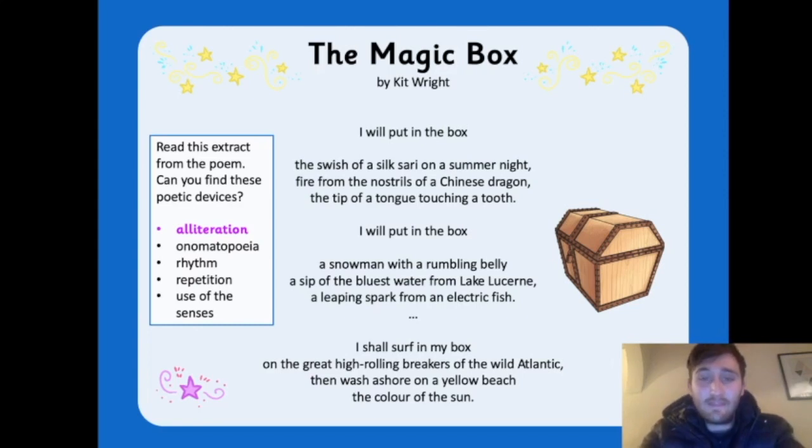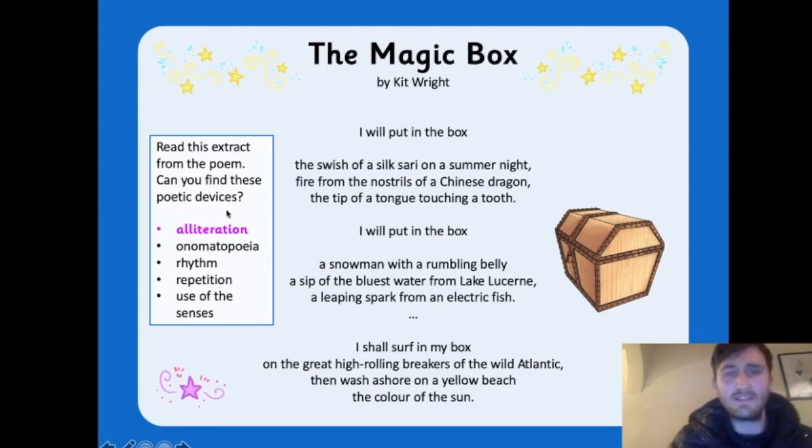So again, this is a poem called The Magic Box, but there is no rhyming in there, and really it's just lots and lots of wonderful describing words, and it really makes you think about what is inside that box, but there's no real structure to it. So on the left hand side it says, can you find these poetic devices? And it says here, so these are some of the things that we've done already. It says alliteration, onomatopoeia, rhythm, repetition, and finally the use of the senses.